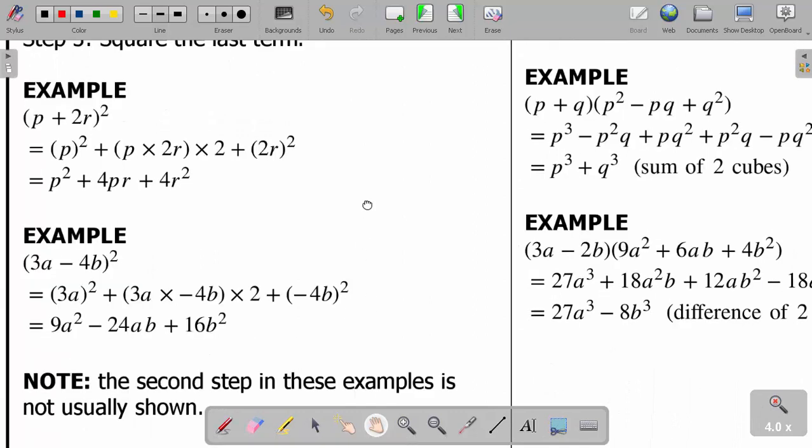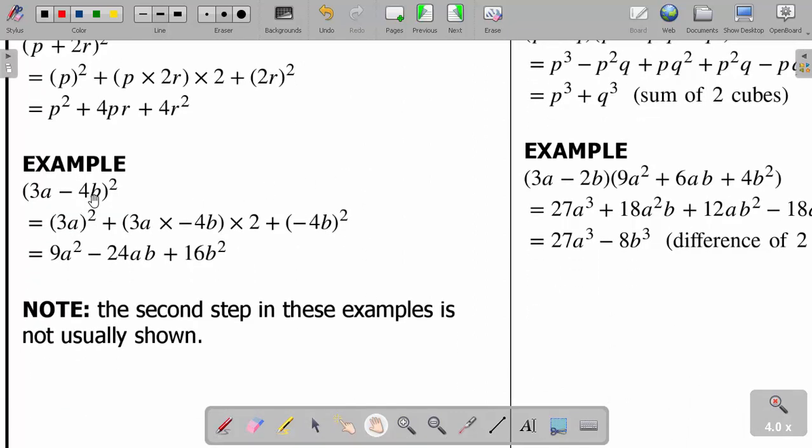Okay, another example. Here we have (3a minus 4b) squared. Now the method: 3a squared gives us 9a squared. Then we multiply the first term times the second term and then double it. So it's going to be 3 times negative 4b, then doubled, which gives us 3 times negative 4, that's minus 12, doubled gives minus 24. Minus 24ab. Then square the last term: minus 4b squared gives us positive 16b squared.